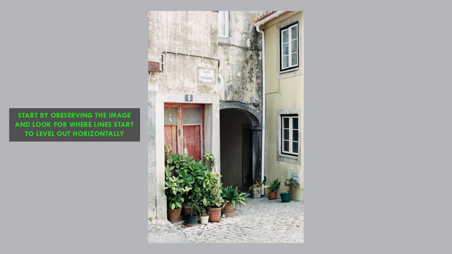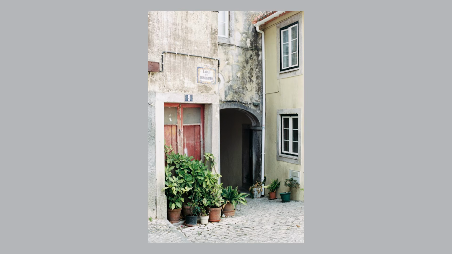The first thing I'm doing is looking for the point in which the lines of the elements in the photograph start to level out. This pipe here is converging downwards, so our horizon line must be below, and the top of this doorway starts to level out, as well as the top of this window to the right, so I think it's safe to place our horizon line across here.